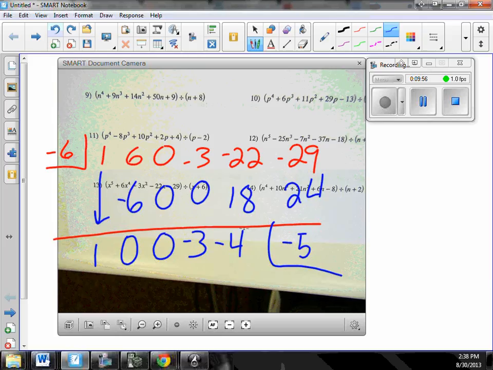So for the second set, you're just doing synthetic division. If you get a 0, your answer is yes. If you get anything other than 0, your answer is no. Okay. On the back side.